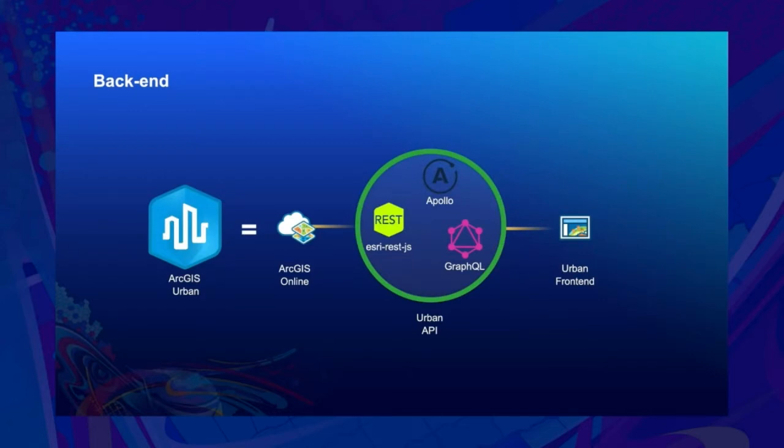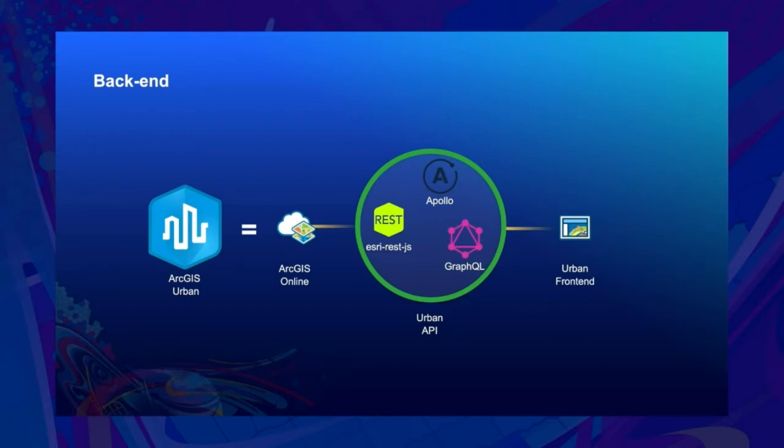This front end communicates with the Urban API, which is run in the Amazon cloud. This API is a GraphQL API, and it is using Apollo, and it is interfacing with ArcGIS Online using the Esri REST.js JavaScript library.